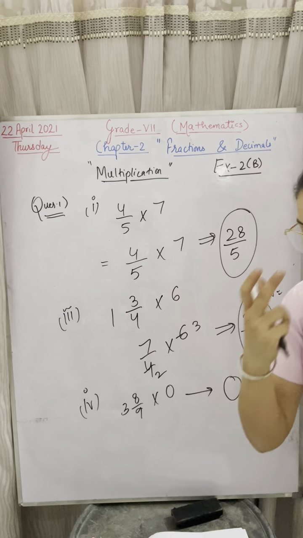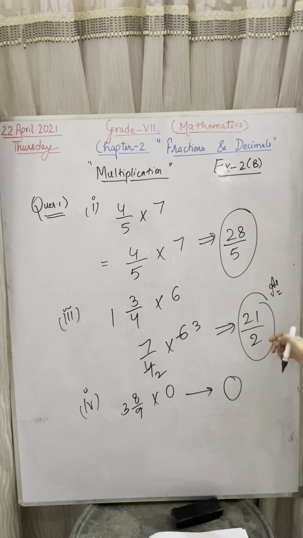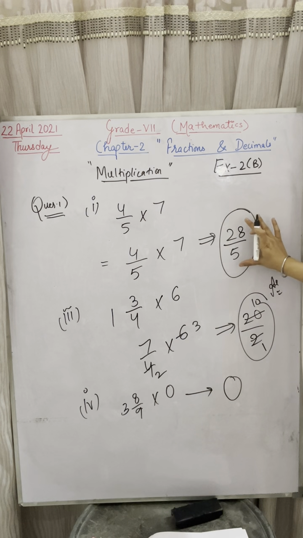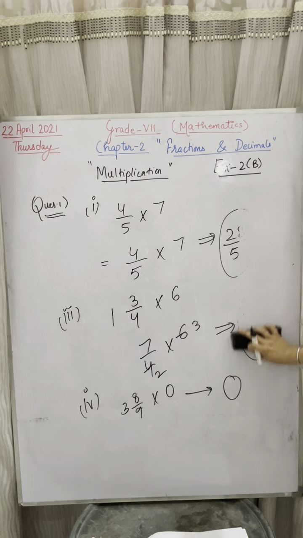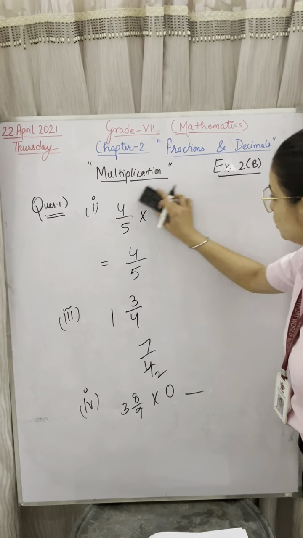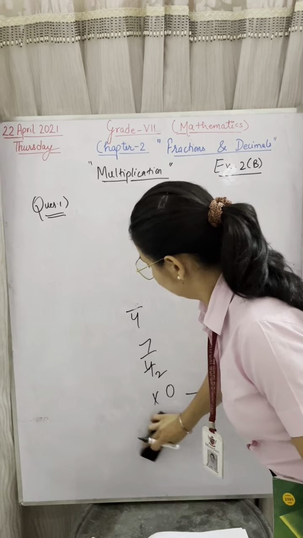Yeah, if in the answer you can cancel the terms, suppose here 20 is there in the answer, if you can cancel it, 2 ones are 2 and 2 tens are 20, your answer will be 10 only. If nothing can be cancelled, that fraction will be your answer. Okay, so in this way we will solve question 1. You just have to multiply.